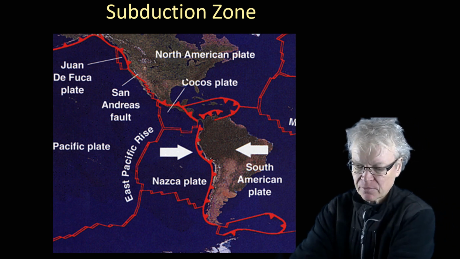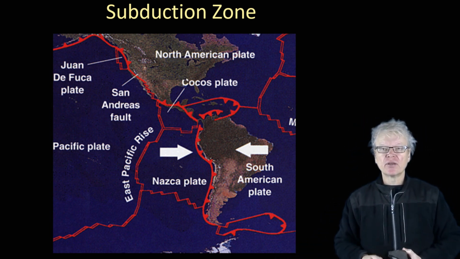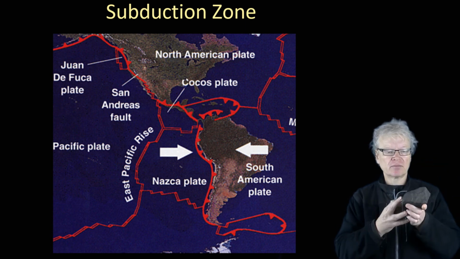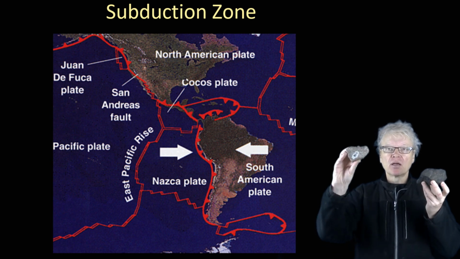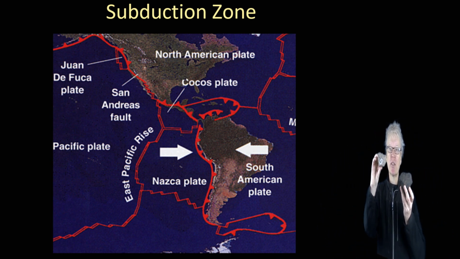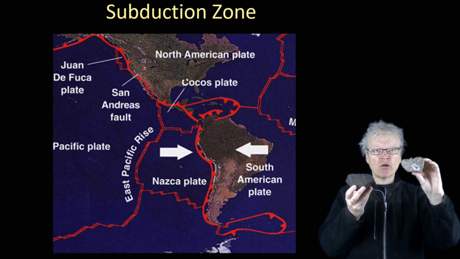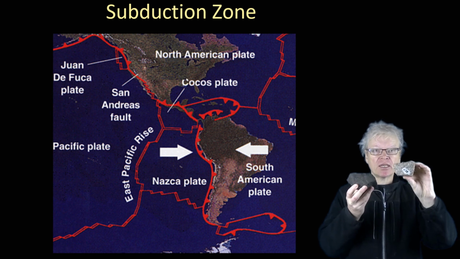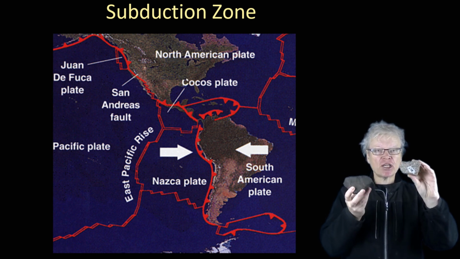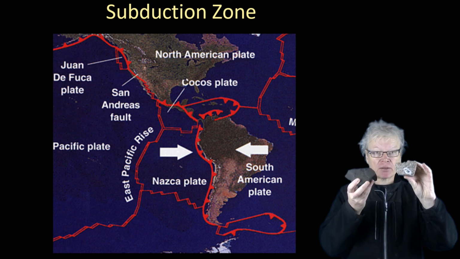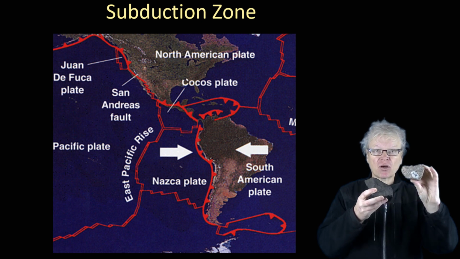Now here, what you've got is oceanic crust moving towards continental crust. So the ocean floor of the Pacific and the continental crust of South America are being forced together by plate tectonics. Now remember that oceanic crust is more dense than continental crust. So what's going to happen when they come together? Well, because the oceanic crust is denser, it's going to go underneath, and the continental crust is going to go over the top.